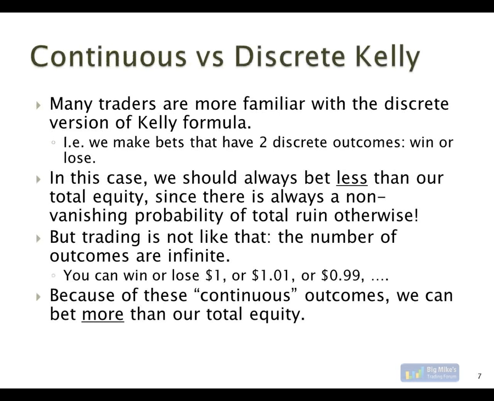Okay, so let me continue on to the next slide, and that is sometimes a confusion that a lot of traders have, and that's the distinction between continuous and discrete Kelly. A lot of traders are very familiar with the Kelly formula, but they are familiar with the discrete version. That is to say, it is almost like in a game of gambling rather than trading. We make bets that have two discrete outcomes. Are you winning or are you losing? Now, if you win, let's say $1. If you lose, you could lose everything that you have.